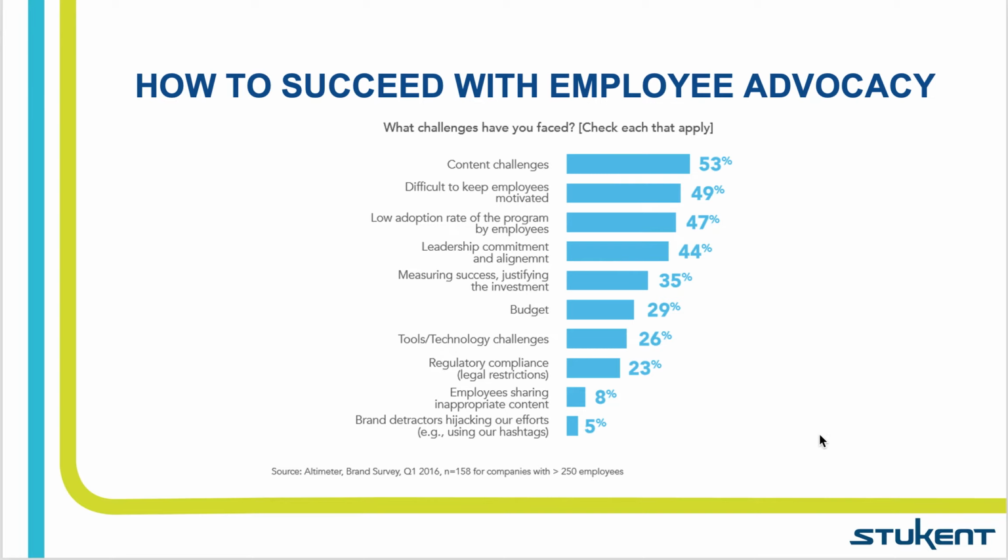Leadership, commitment, and alignment. Little misspelling right there. Stu, can you clean that up for me? Measuring success, justifying the investment. People don't want to budget their time for it, their money for it. Although a lot of people are on social media while at work, why not earn some money while being on there? Employees sharing inappropriate content. I actually thought this would be a little higher up on the list, because sometimes people post things without thinking. I work for BMW and I'm supposed to be promoting BMWs, but let me tell you about my favorite political candidate. Yikes. Brand detractors, hijacking efforts, people who take over your hashtags or get your Twitter hacked or something.